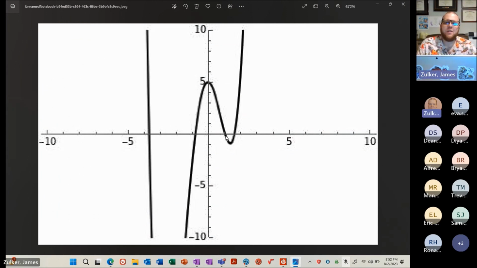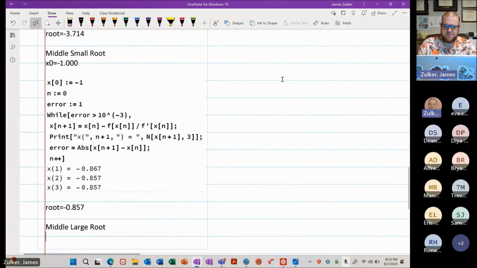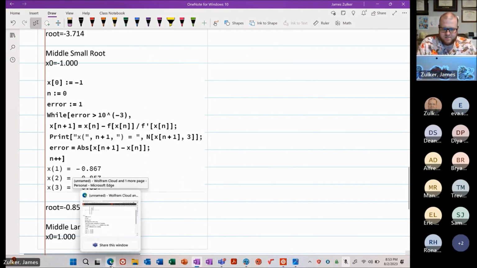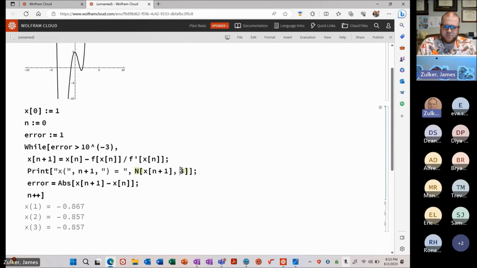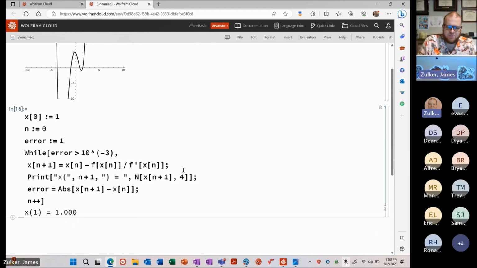I'm going to use +1 for this third root, the middle large. All right, come back here. I'm going to make that 1 just to be safe. I'm going to switch this back to 4 digits, execute. And it was exactly 1. Look at that.